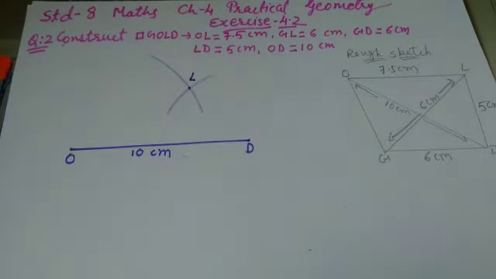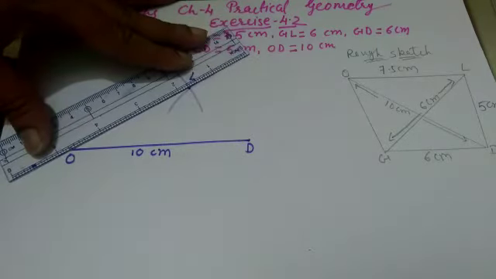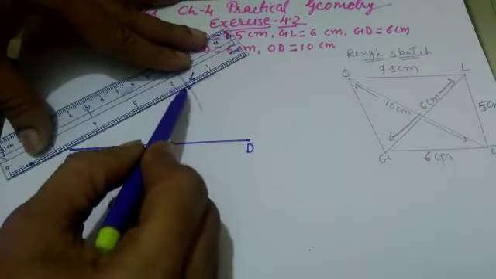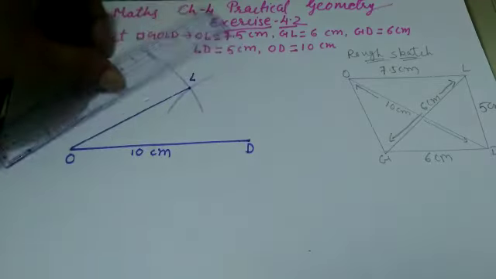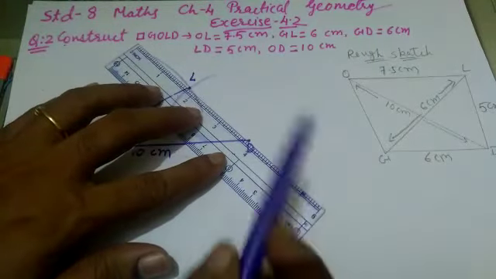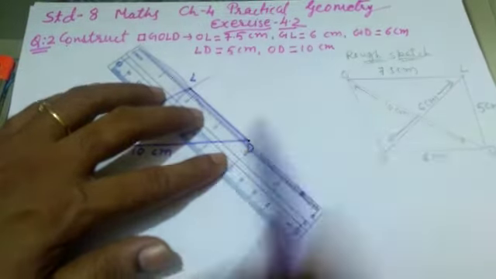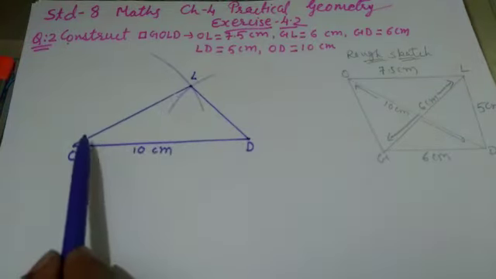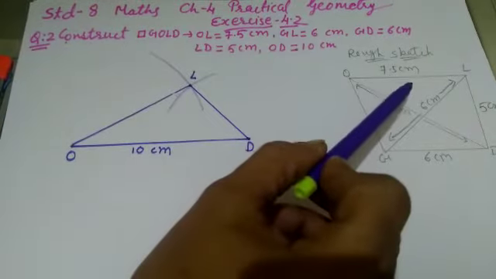Okay, now next step is to join point O and point L. So with the help of scale, join point O and point L. Then point L and point D. Okay, so here we have constructed triangle OLD. See in the rough sketch.